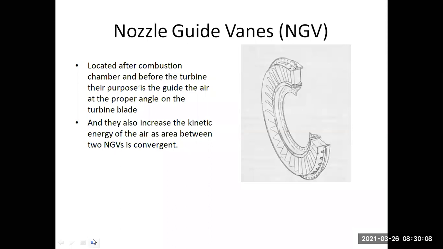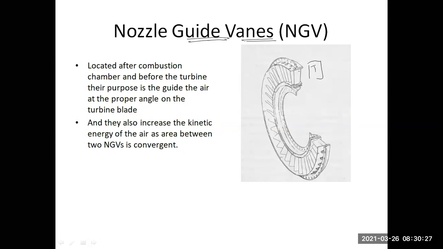Now let us understand the nozzle guide vane. The name itself suggests guide vanes. Before the stator, we covered the inlet guide vanes. What is the purpose? To guide the air at a proper angle. So look over here, just before the turbine blade comes here, suppose there is a turbine.